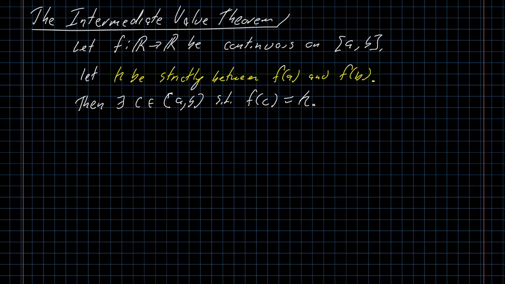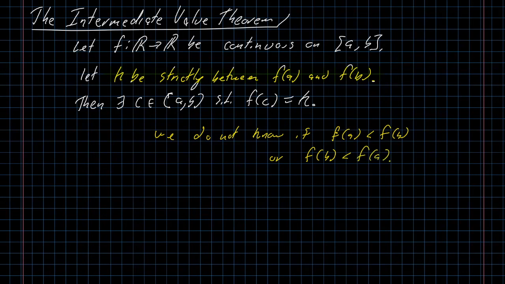But first, let's take a look at this phrasing right here. Let k be strictly between f of a and f of b. This phrasing is awkward because we don't know which one is bigger, f of a or f of b. But with this phrasing, we know it has to be strict inequality. They can't be equal to each other. And we know that k has to be somewhere in between.